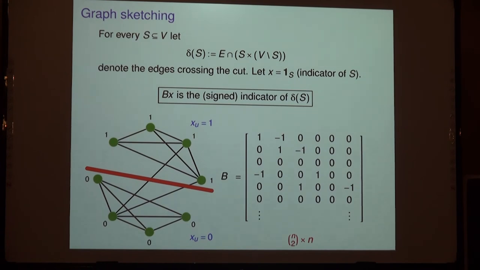Now the crucial property of the edge incidence matrix that we will use is the following. Suppose that x, which is a vector in dimension n, is the indicator vector of the set S of our cut. So x is shown here. x has 1s on one side of the cut and zeros on the other side of the cut. I claim that the matrix-vector product B times x is the signed indicator of the edges that cross the cut. Now, this is a very important point. Let me give an example, perhaps.